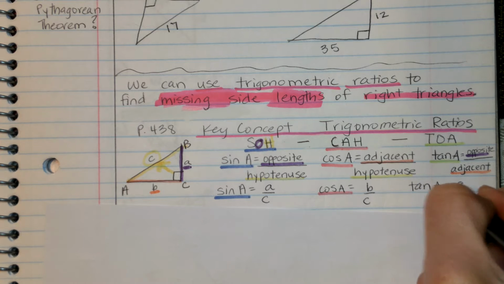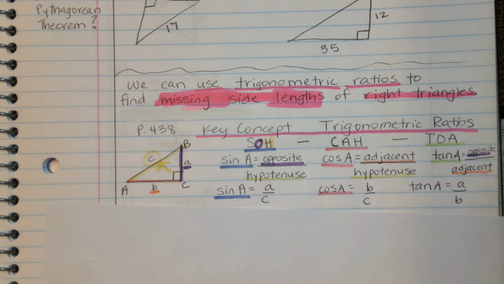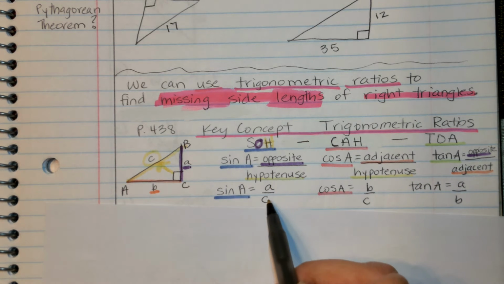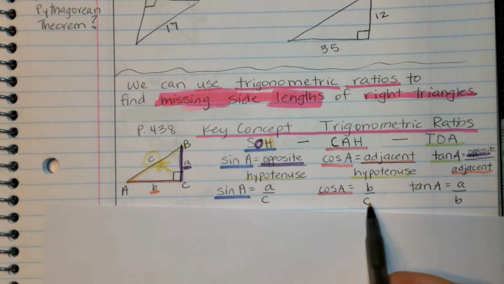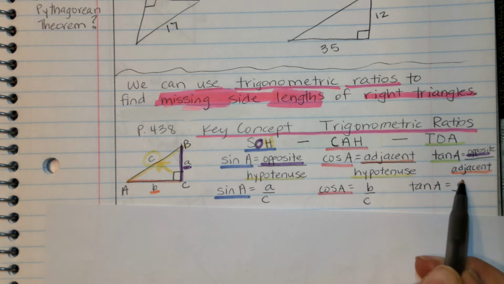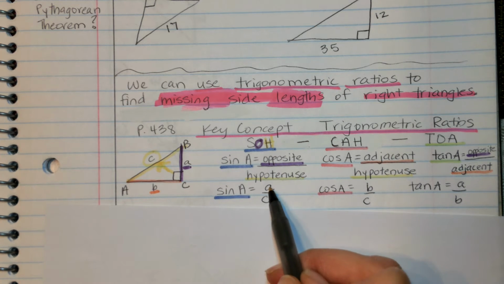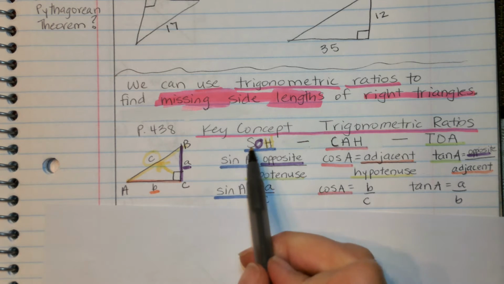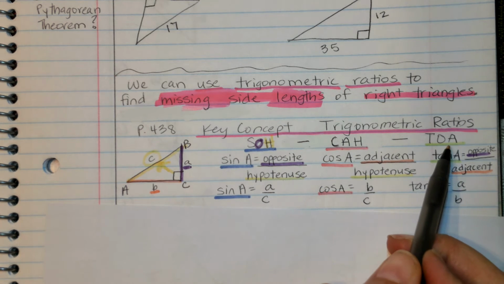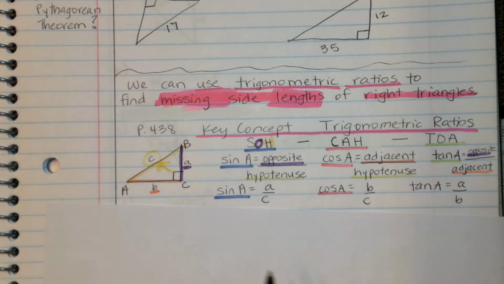And if you look, every ratio is different. We have A over C, B over C. Notice how they both have C on the bottom because that's the hypotenuse. But then we have A over B, which is the top here and the top here. So it's going to take some practice, like I said, but just try to remember SOH-CAH-TOA is the shortcut to know the ratios.